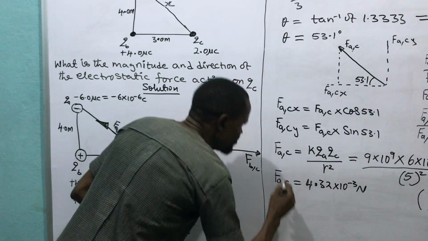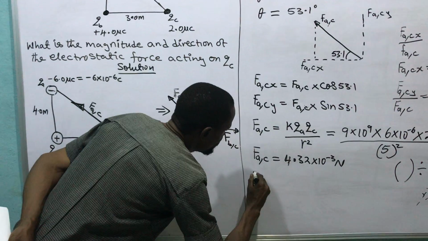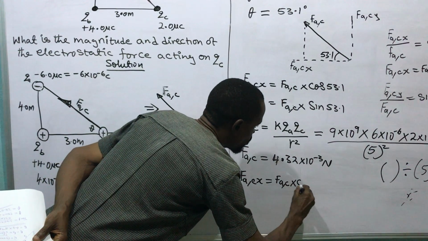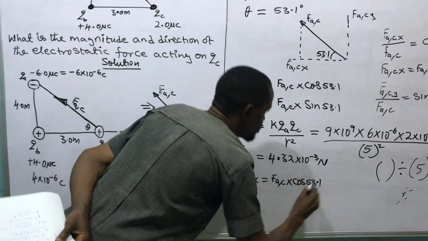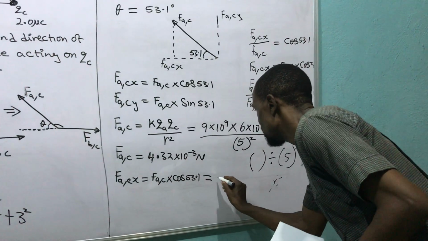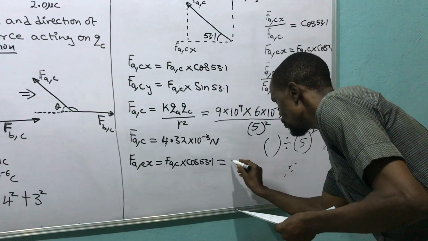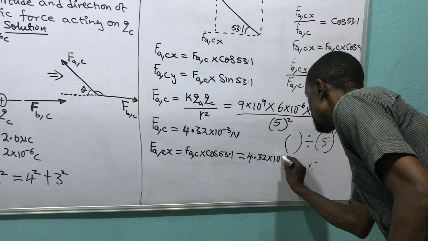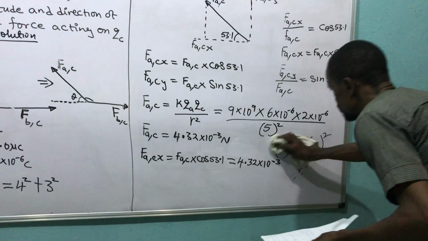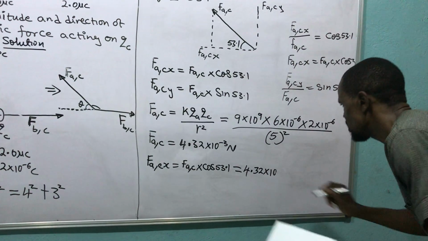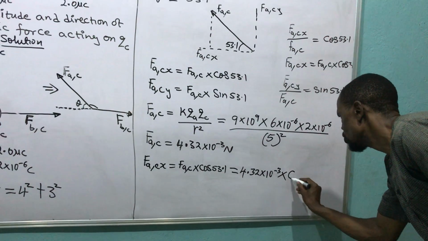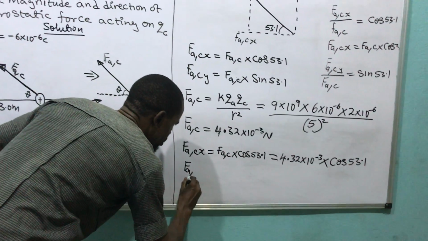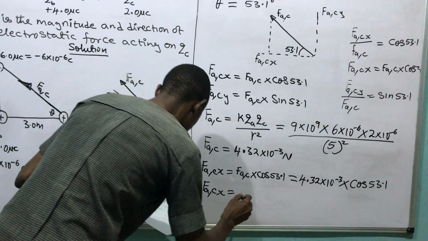Then what's next? You will now begin to look for this. I'm looking for FA on C x, which equals FA on C times cos 53.1, which equals, I have gotten this, which is 4.32 times 10 raised to the power minus 3, times the cos 53.1. By the time I have done that, using your calculator, what is FA on CX going to give you?